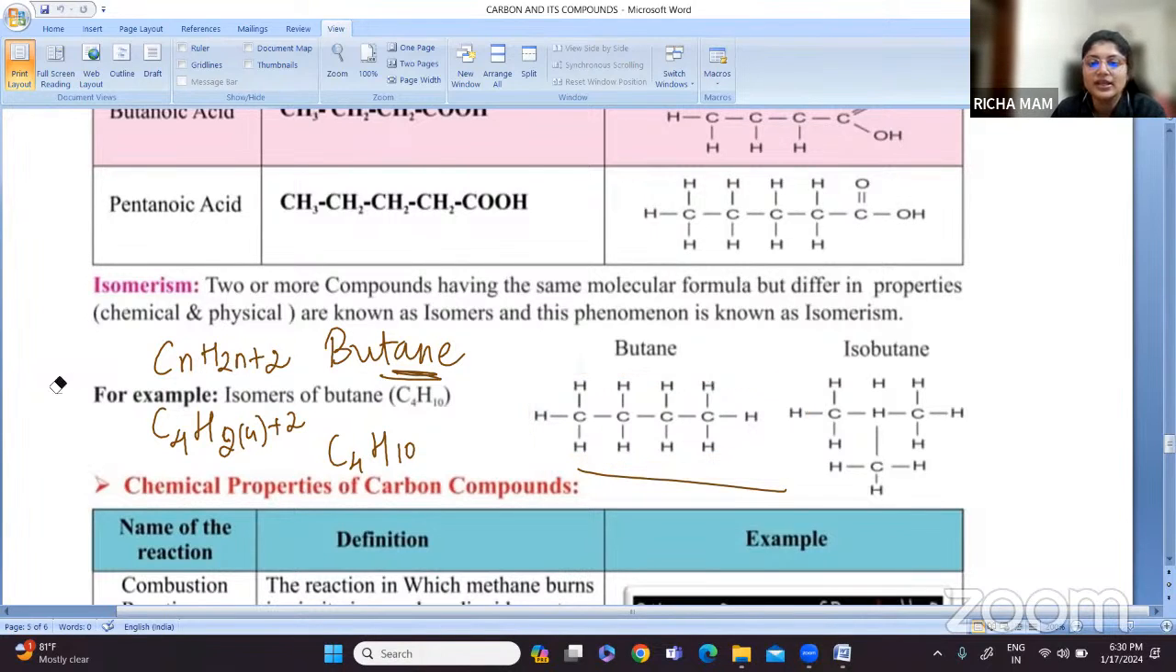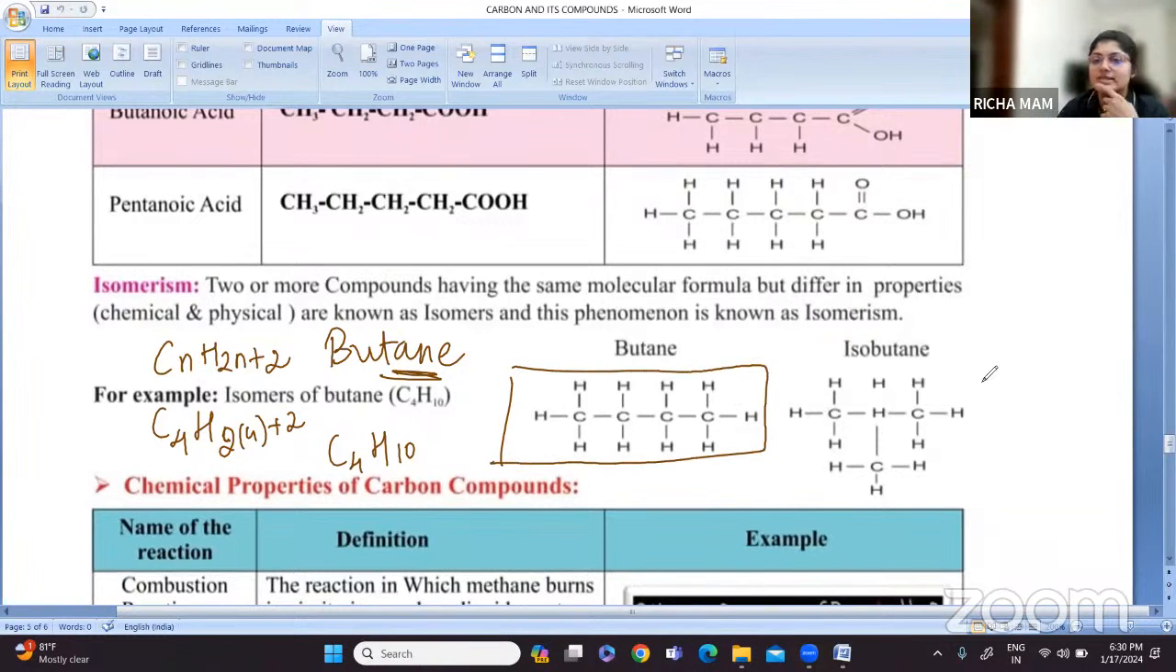Students, can you see it clearly? The molecular formula remains the same. Only the structural formula and the properties differ. So this is butane, a straight chain compound. When you write a straight chain compound, it is called n-butane.